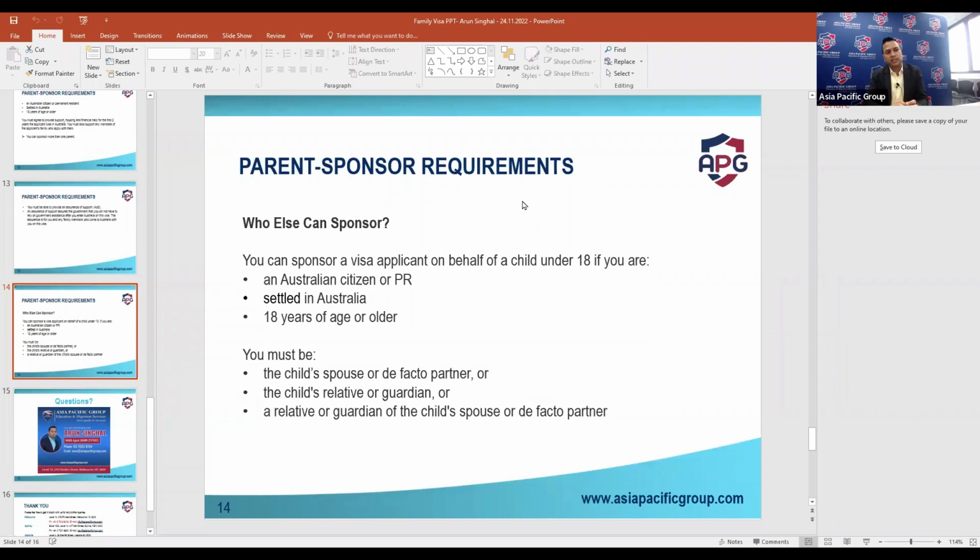In that case, the child is under 18, so the child cannot sponsor, but on behalf of the child, the child's uncle or any other relative can sponsor the parents of the child. So the child's spouse or de facto partner, the child's relative or guardian, or the child's spouse's or de facto partner's guardian can also sponsor.